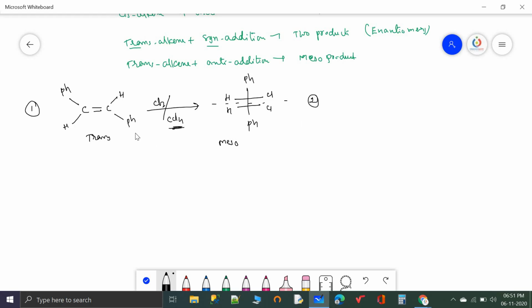And let us take the second compound, this compound is cis. Sorry, the first one is trans. Its respective compound let us take, the cis compound. So again you add Cl2 in the presence of CCl4. So you will get two products now.